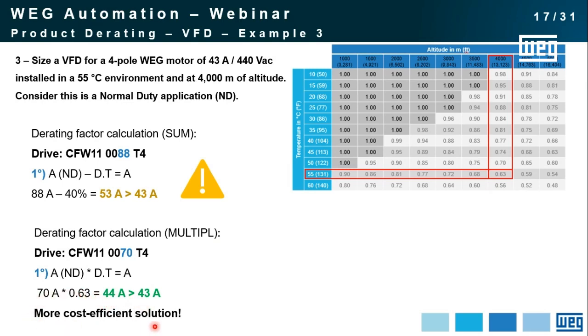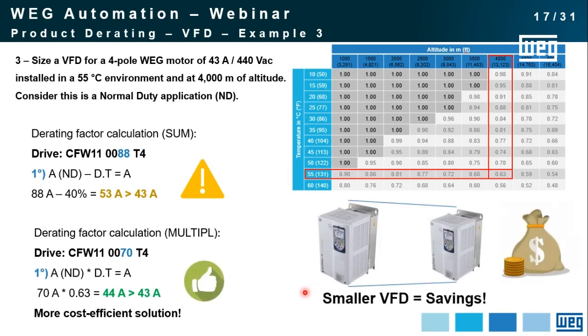So with this solution, we are more cost efficient, because as engineers, we cannot provide only the suitable technical solution, but also the most cost efficient one, because we know very well that money is a limited resource. So yes, you can use this one. And just by using a smaller VFD, you can have a lot of savings, especially in big plants.